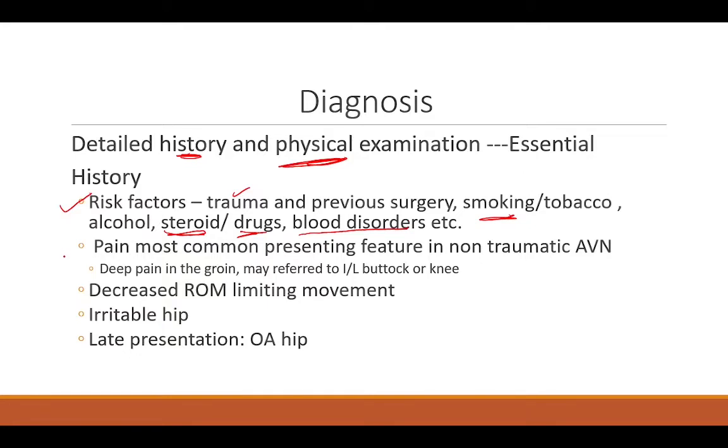The most common presenting complaint in non-traumatic AVN is pain. It is typically a deep pain in the groin which may be referred to the ipsilateral buttock or knee. There might be decreased range of motion which is experienced by the patient, which limits the movements of the patient. There are clinical features of an irritable hip, and in case the patient presents late, there may be clinical features of osteoarthritis of the hip.